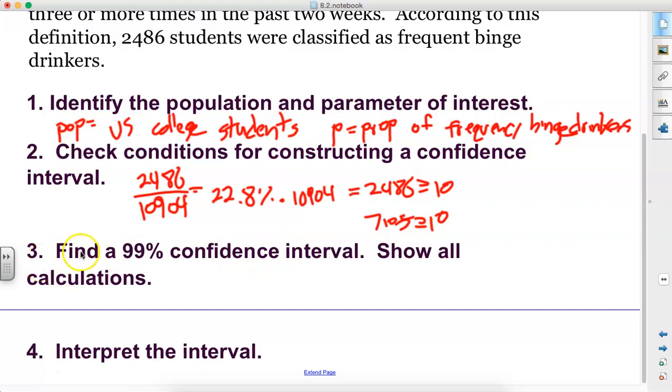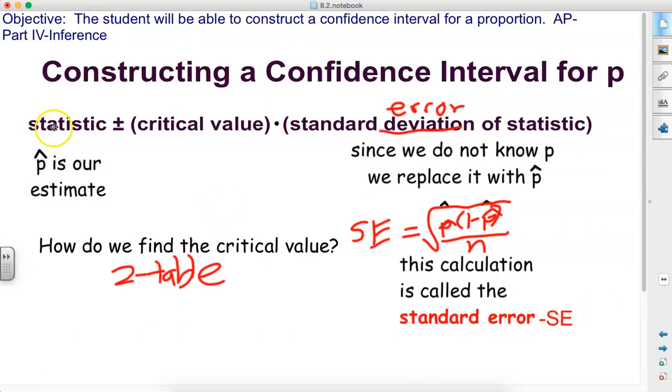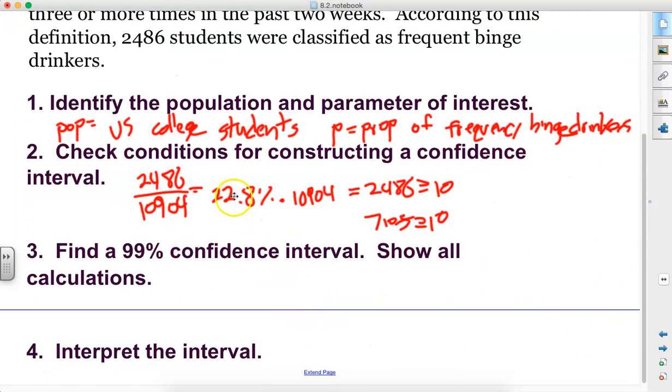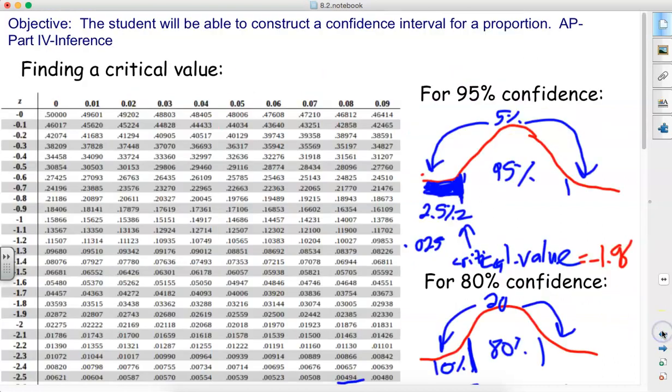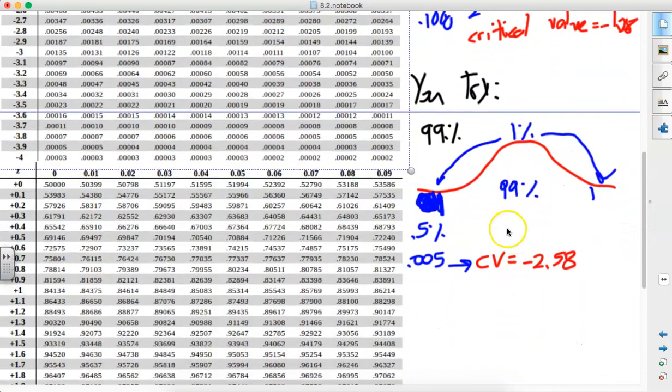So now let's actually do the meat, which is finding a 99% confidence interval. And it says show all calculations. So now we've got to think back to the formula. So first is our estimate. We're going to take P hat, which is our estimate that we just calculated, 0.2279. So I'm going to say 0.2279 plus or minus, and then we're going to put in the critical value. We just looked at how to calculate that. That means that we want to do a 99% confidence interval. Well, we just found that on the last slide. A 99% confidence interval has a critical value of negative 2.58.